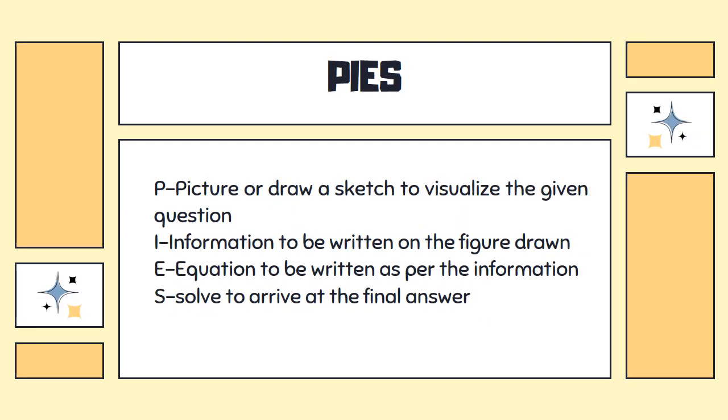The final one is PIES. P stands for drawing the image for a given question. So some questions may require you to draw the figure to understand what is given and what is being asked. Especially this applies for 3D figures or surface area volume questions. Then I stands for information to be written. So once you have drawn the figure, it becomes very easy to write the information or given data on the figure drawn. Then based on this, you can write your equation easily, or you can frame the equation.